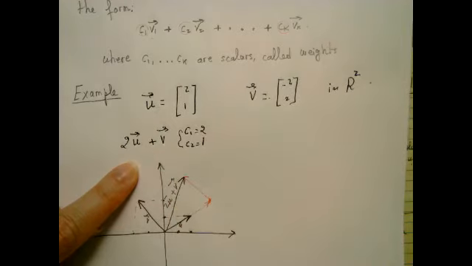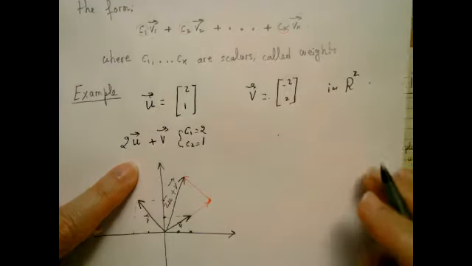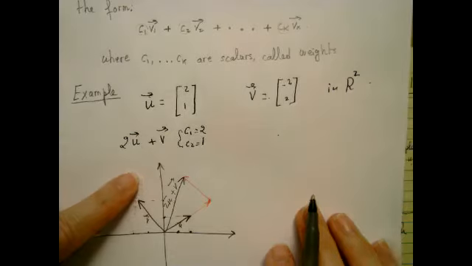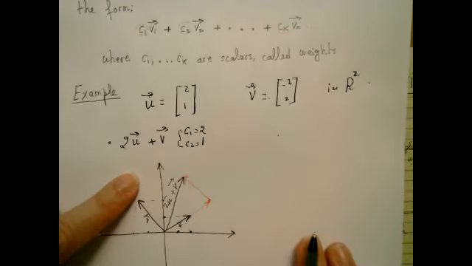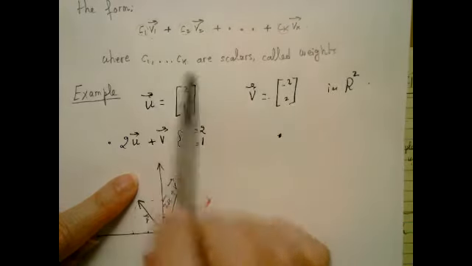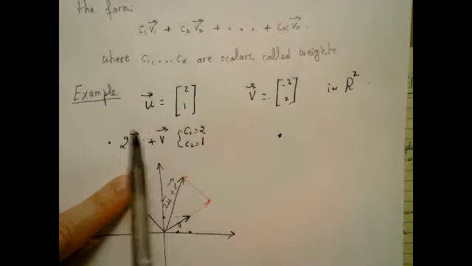Now we can make a lot of linear combinations. Who can give me another one? Who can give me another linear combination? So that's one combination of the two vectors. Who can give me another combination? It's a matter of putting scalars next to the vectors.